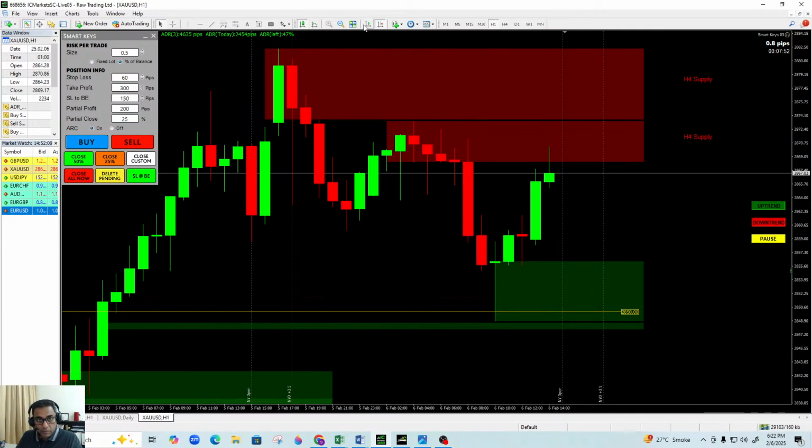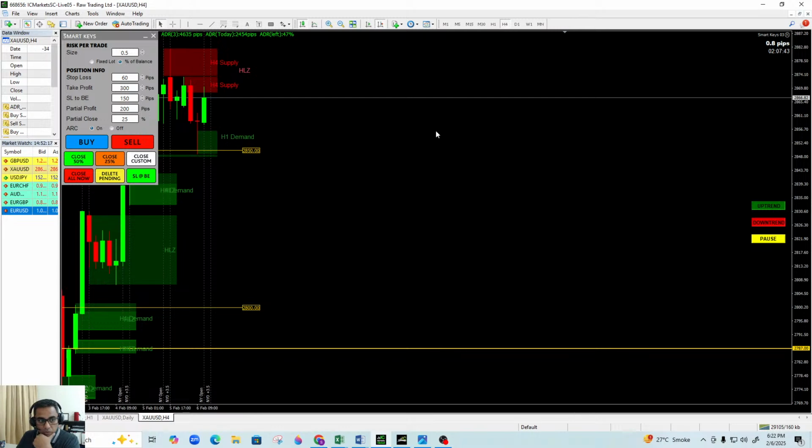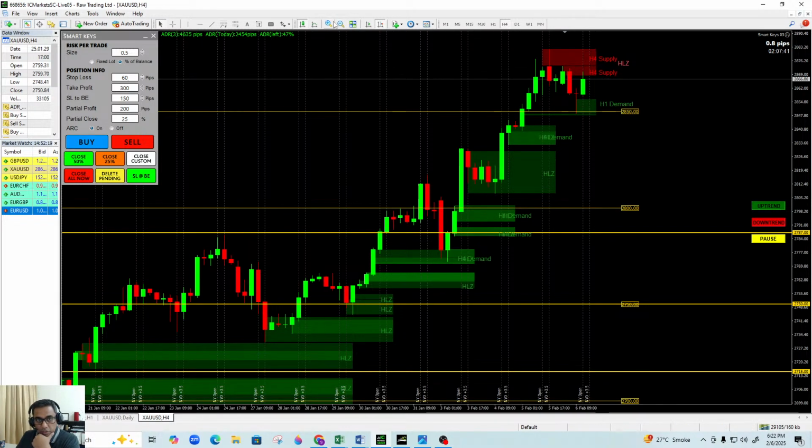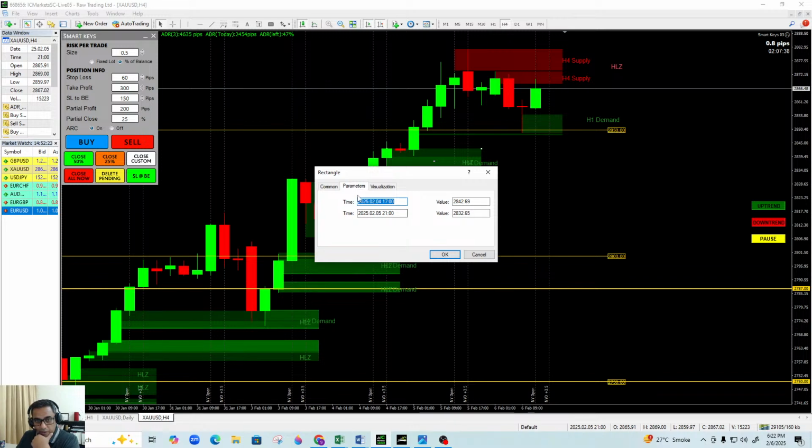All right. That's it. Those are the new zones. These zones, price hasn't come there yet, so we're just going to extend these to the right. Price hasn't come here yet. So we're just going to extend these to the right.